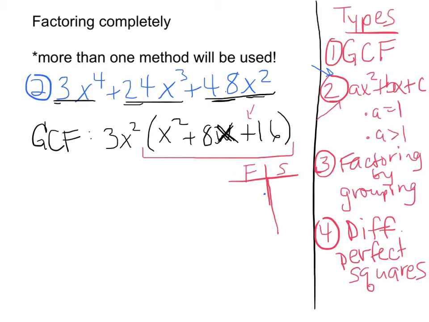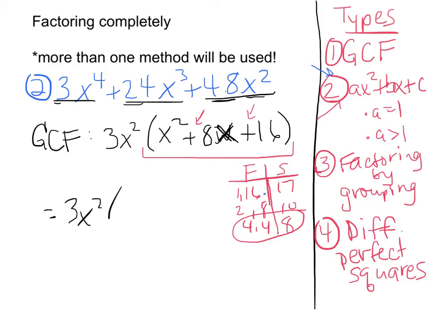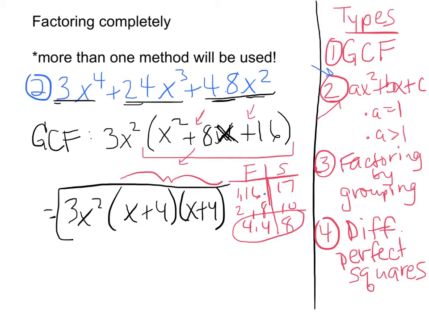Since my 16 is positive and my 8 is positive, both of my factors will be positive, so I have 1 and 16, I have 2 and 8, and I have 4 and 4. Well, the sum of 1 and 16 is 17, the sum of 2 and 8 is 10, the sum of 4 and 4 is 8, and that's what I was looking for. So my two factors are 4 and 4, so that means that this problem is going to factor to 3x squared times x plus 4 times x plus 4, because again, this part right here was this trinomial factored. So this would be my final answer.